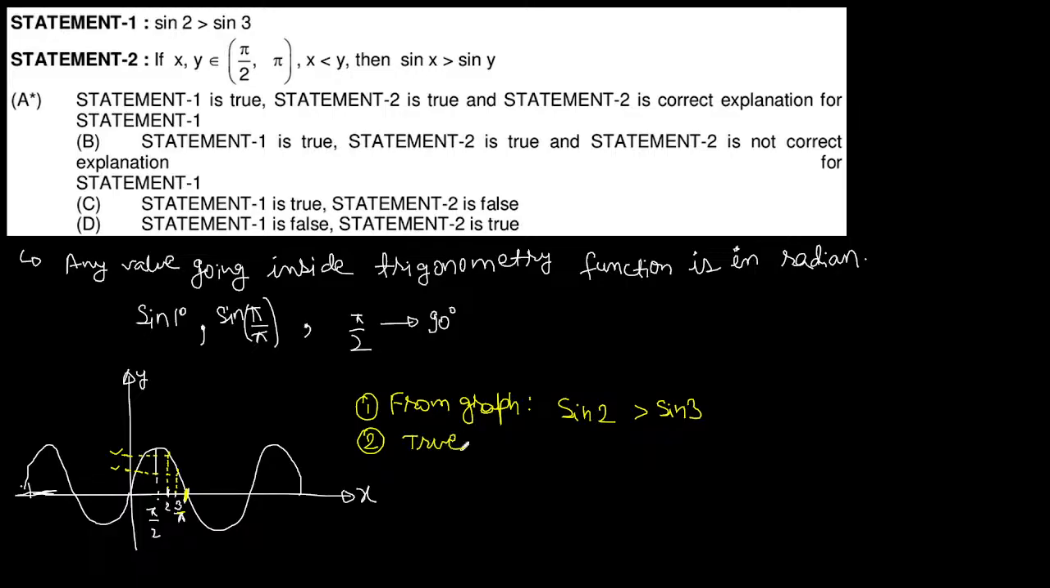statement is also true. And the second statement is giving the justification of statement 1. So statement 1 is true, statement 2 is correct, and statement 2 is giving the explanation for statement 1. So option A is correct. So look, from the graph we can tell very easily which is which.